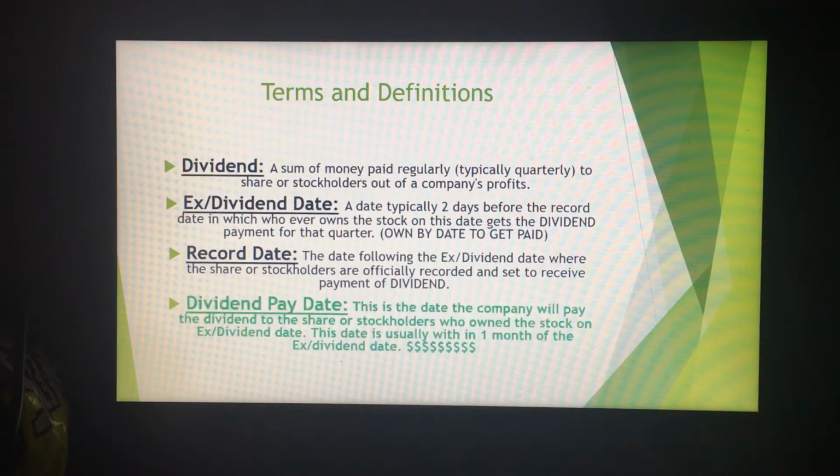The next term I would like to talk about is the dividend pay date, and it is in green for a reason. That's the day you get your money. This is the date that the company will pay the dividend to the shareholders who own the stock on the ex-dividend date. This date is usually within 1 month of the ex-dividend date. This is very cool. A lot of times you'll go through the ex-dividend date, 2 days later the record date, and anywhere up to 30 days after that you will get that quarter's dividend, or your payment of profit for being an owner of the company. These are important terms to remember when you're doing dividend investing.